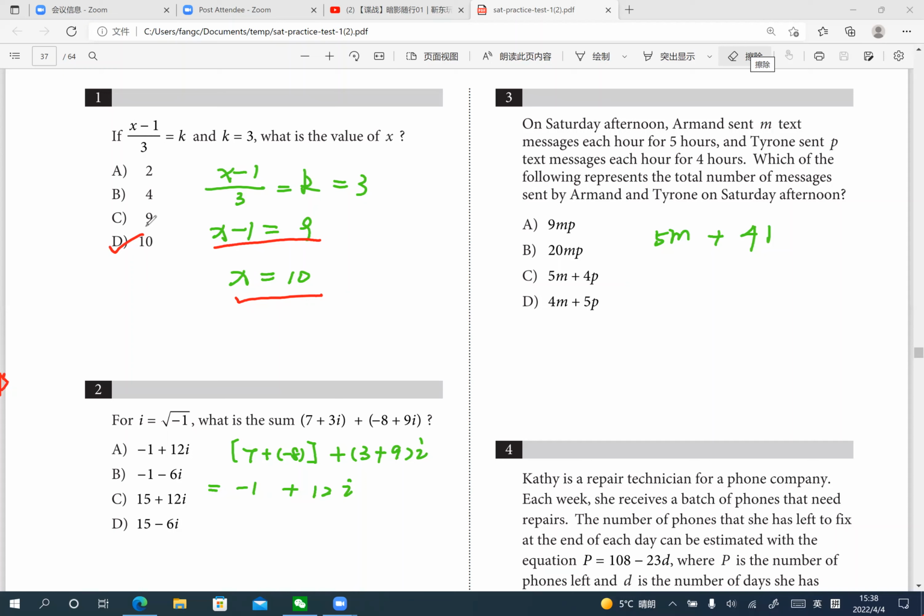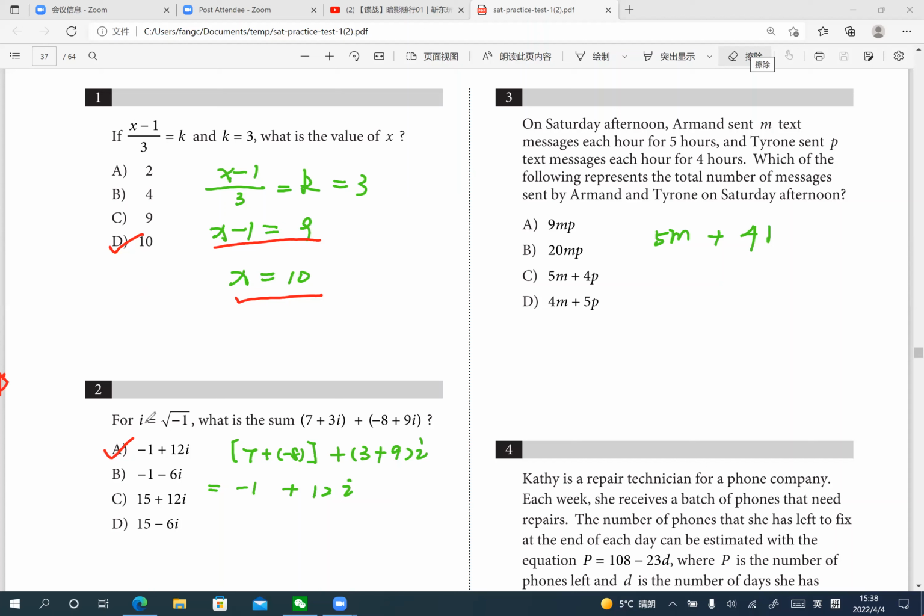Question 2. For i equals the square root of -1, what is the sum of these two complex numbers? We just need to add the real parts together and the imaginary parts together. The sum of the real parts, 7 plus -8, is -1, and the sum of the imaginary parts is 12i. So we should choose option A.